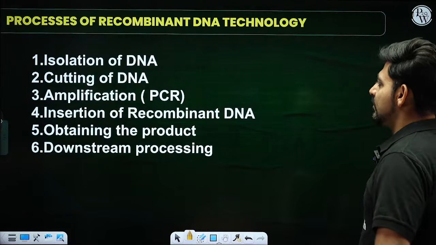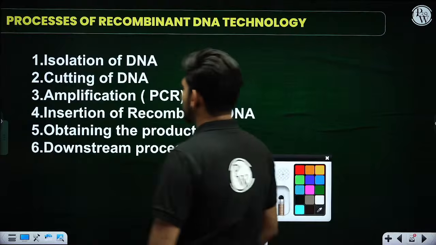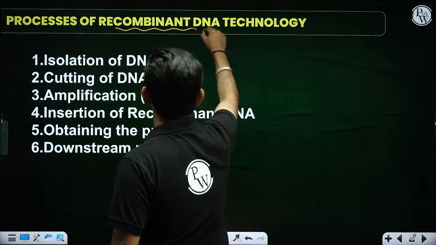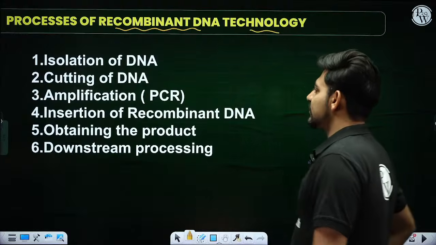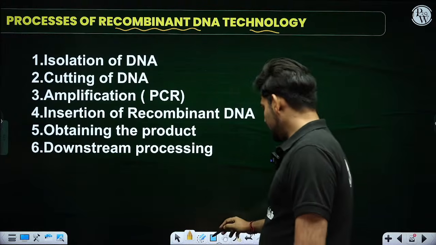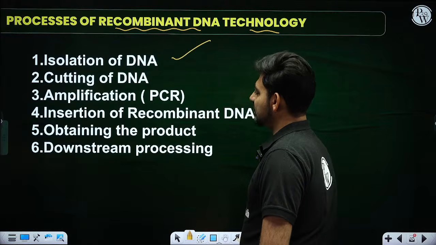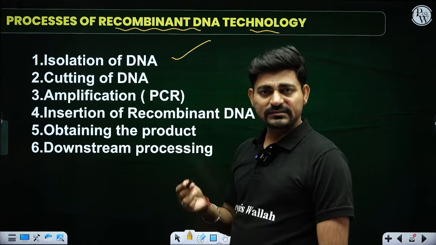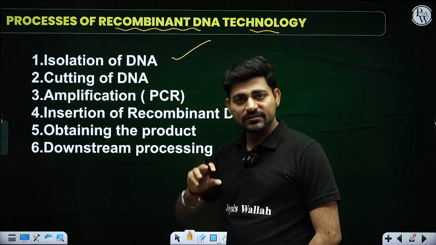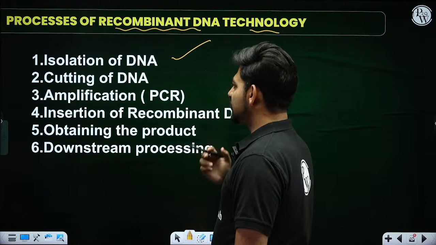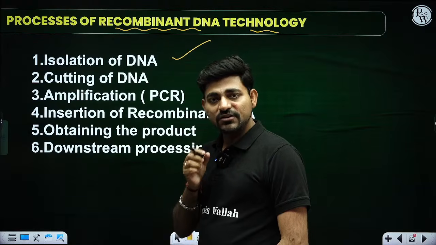Okay. Now the next topic, the process of recombinant DNA technology. Sequence-wise you have to follow them. First, you have to isolate the DNA. We have to learn the technique to isolate DNA from a cell. Obviously we need to isolate the gene of interest.